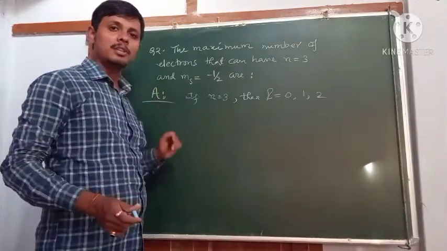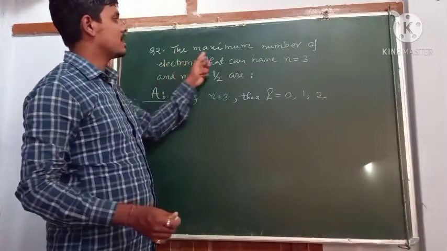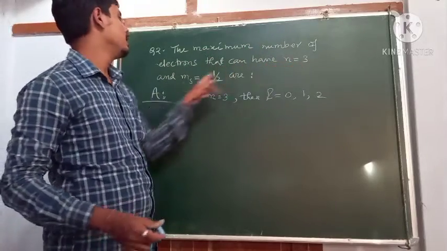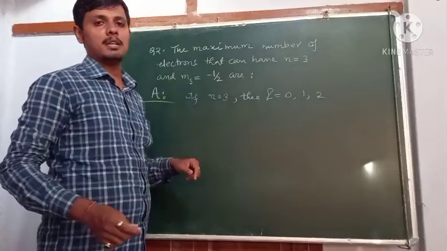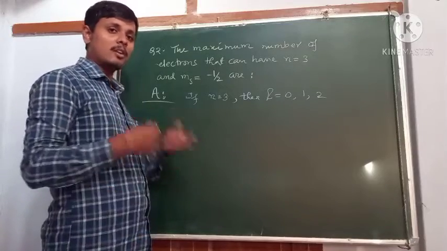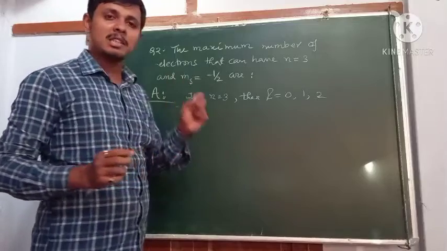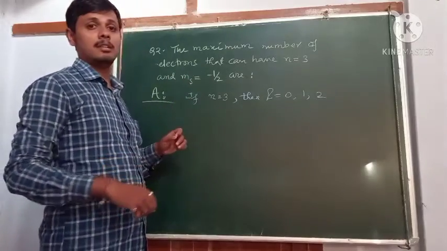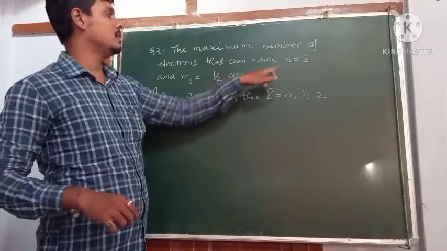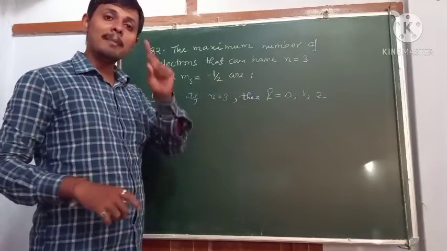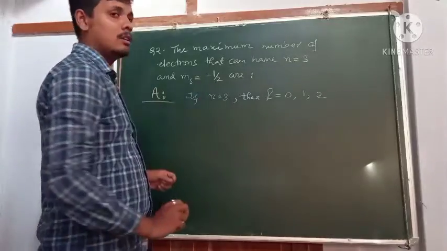so let us see question number 2, where you are asked the maximum number of electrons that can have n equals to 3 and ms equals to minus half. So you take any atom, you are asked the maximum number of electrons that can have n equals to 3 and ms equals to minus half. So how to do it?